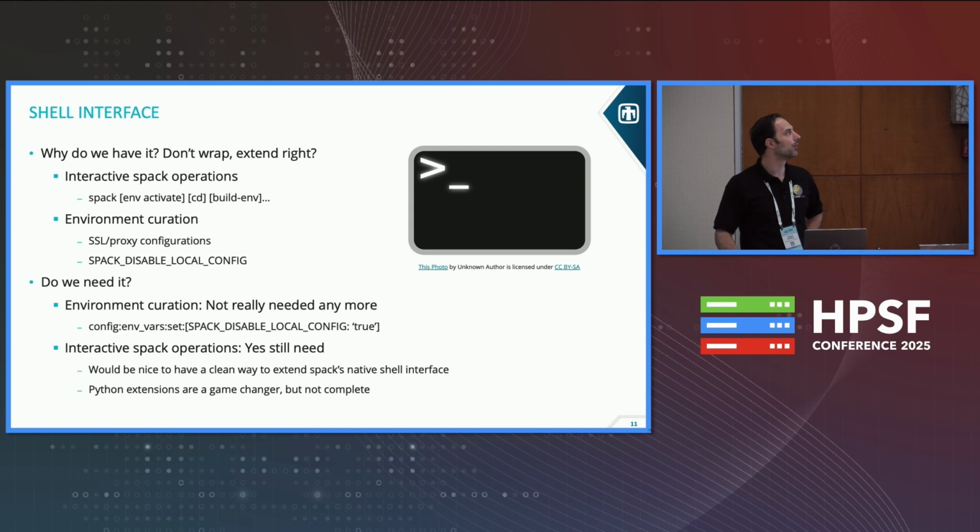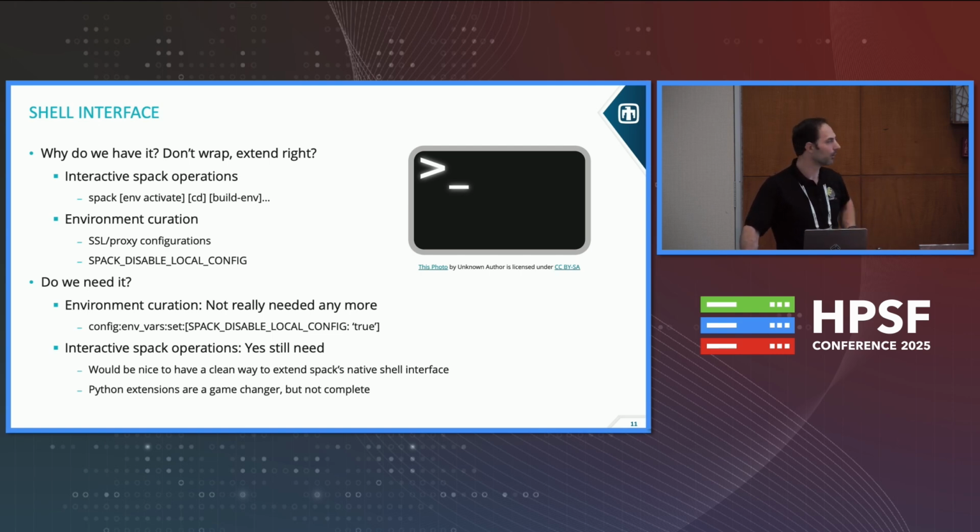The shell interface really provides 2 things. It provides us a venue into interactive Spack operations that can change the state of our shell, which for development, when we want to be jumping around into hash-based build directories and things like that, is very important. So things like env activation, build environment, CD, all this stuff. Another thing that has historically been important is environment curation. When you jump from machine to machine, they have little quirks. They have different proxies or SSL certs or things that you need. And so being able to set all that stuff up, it was nice to have an interface for. I am happy to report that due to Sandia's funding and efforts, we have, I think, solved that latter one.